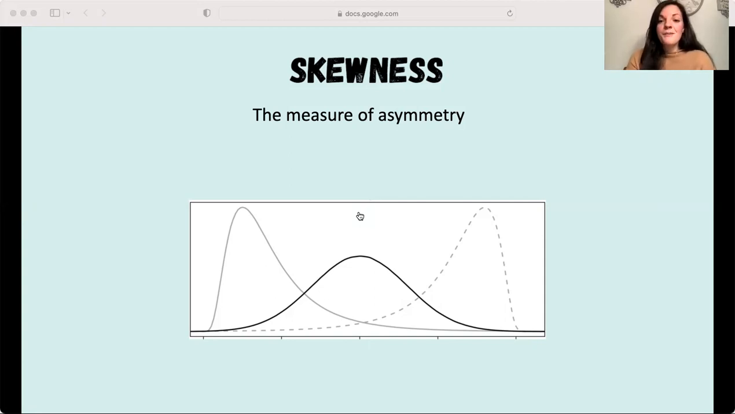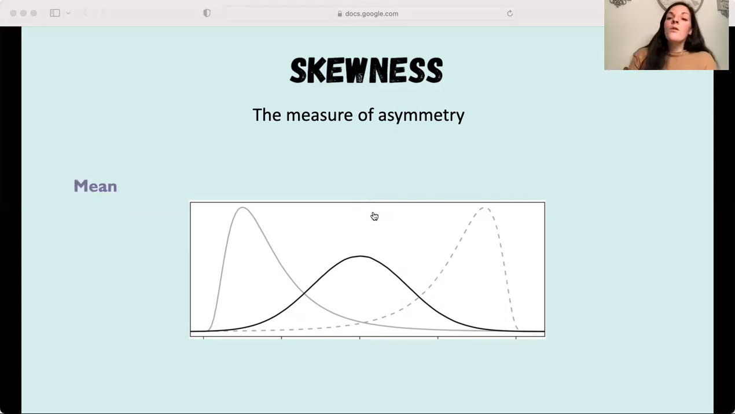So when looking at the shape of a distribution, one may consider skewness, which is the measure of asymmetry of a distribution of a variable. So to ascertain whether or not a distribution is skewed, one should understand the relationship of three different things.